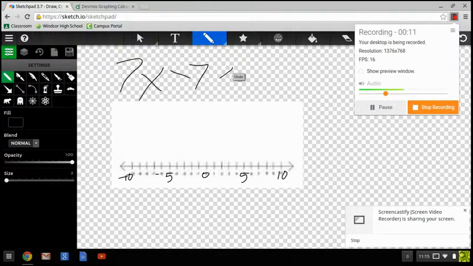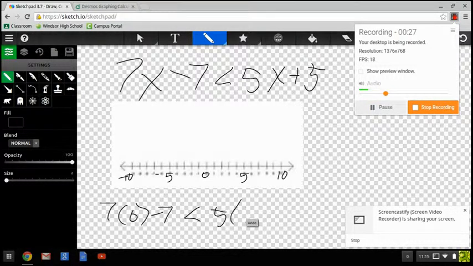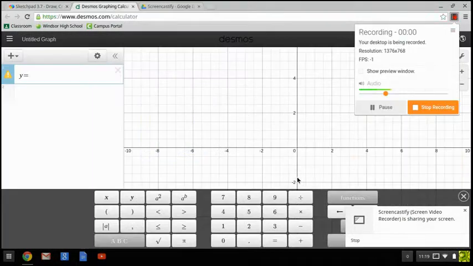7x minus 7 is less than 5x plus 5. Now, to graph this one variable equation, you only need a number line. You can plug in 0 to see if 0 makes the equation true. Negative 7 is less than 5, so that is true. So 0 is part of the answers. So you go from negative 7 to positive 5. That's how you graph a one variable inequality.